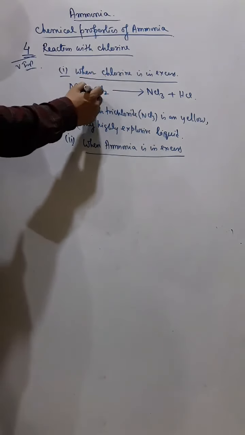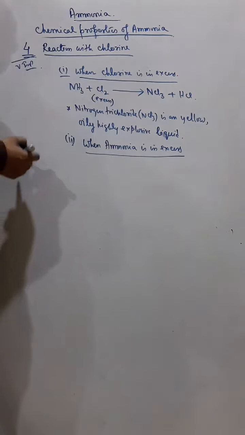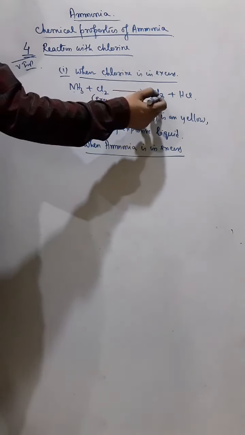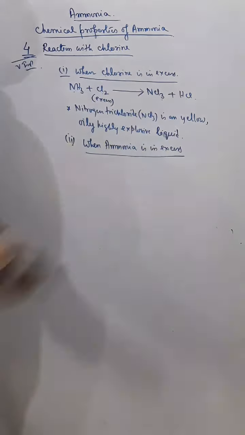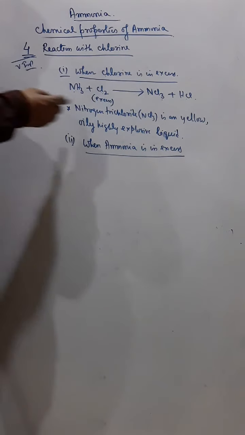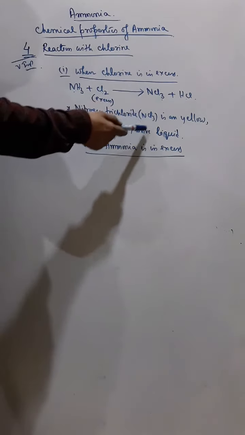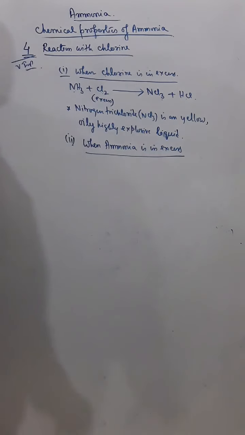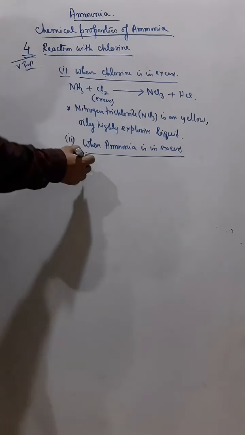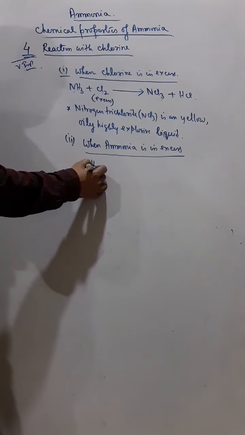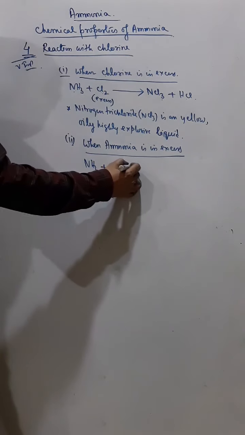Now when chlorine is in excess, so that means here the chlorine is in excess. So ammonia reacts with chlorine to give nitrogen trichloride, NCl3, and HCl. Now this nitrogen trichloride is a yellow, oily, highly explosive liquid. Okay, so generally NCl3 is used in explosives, making bombs, and it is generally a yellow oily colored liquid. Okay, so we get NCl3 and HCl. Now when ammonia is in excess, okay, you see the reaction here, NH3 plus Cl2.